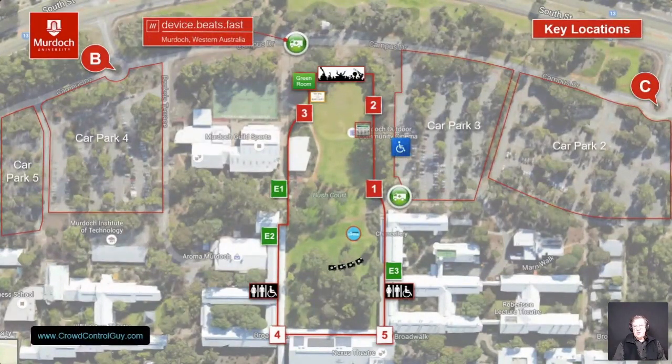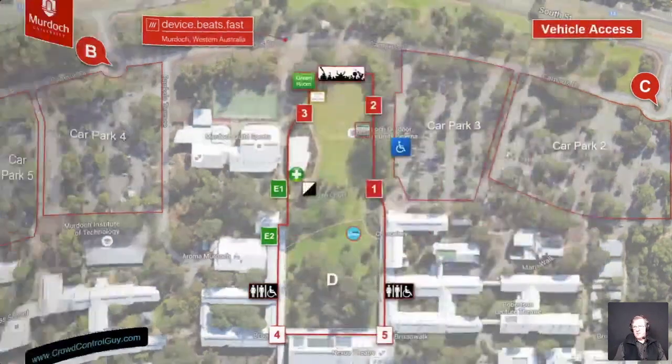Ambulances are obviously important. Ironic that, or coincident, that the what three words address is device beats fast for my ambulance. The other ambulance, it's a working university, so we need to be able to accommodate the normal drop off and pick up route for the ambulance for the university. My ambulance and first aid is actually there near the concrete building, and the control room is actually there. This event has now ceased to be because of COVID and a few other things, so I don't have a problem telling you where we sit.